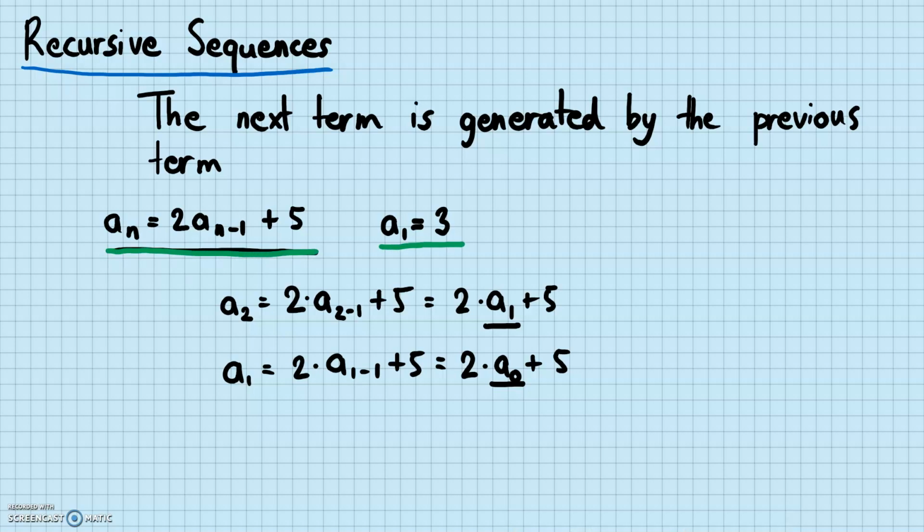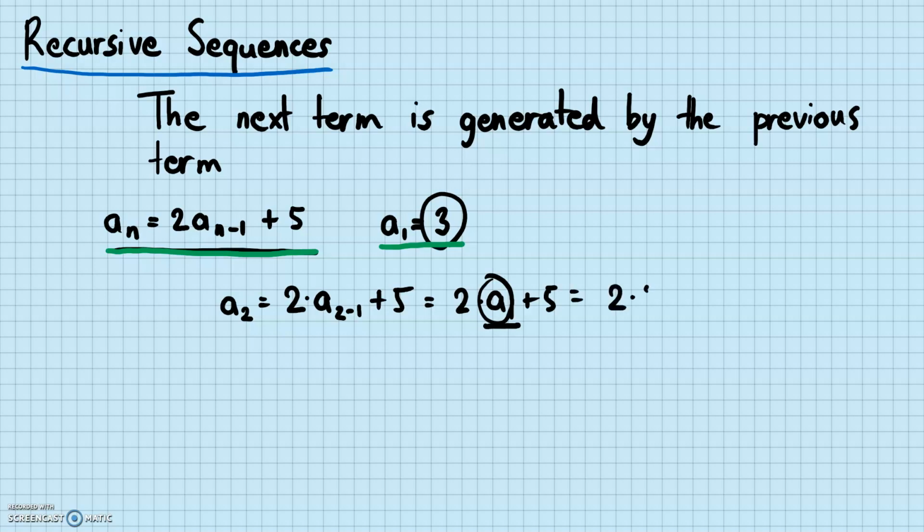Okay, so now let's go back to finding our a sub 2 here. We know that a sub 1 is 3. So we can just substitute in 3 for a sub 1 here. So that's going to be 2 times 3 plus 5, which is going to be 6 plus 5, which is 11. Okay, so again, keep a list here. A sub 2 is 11.